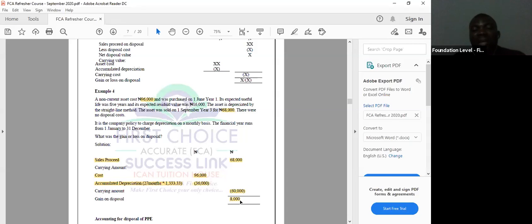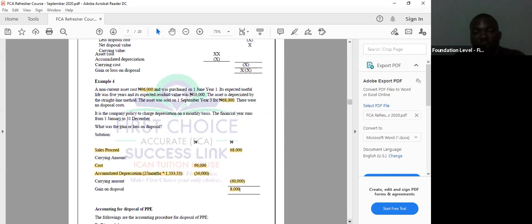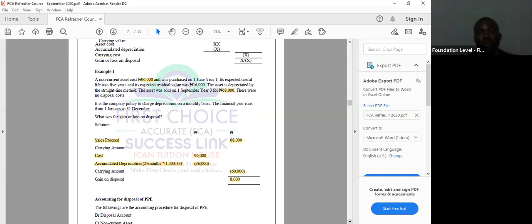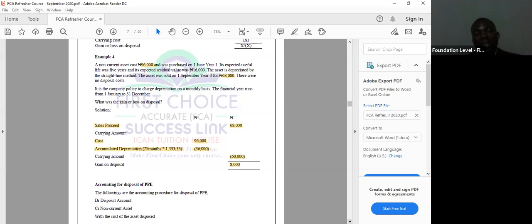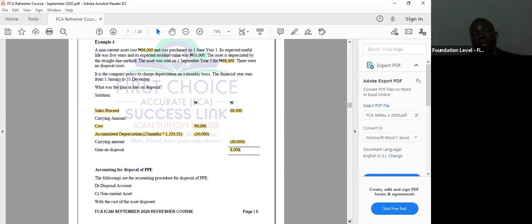So let's look at the accounting process for disposal of assets. This is the workings, and you are good to go. Then we now look at the accounting for disposal of assets. It is actually very straightforward. Firstly, you start with the cost of the asset. You have to write off the cost of the asset from the asset account. So you credit the asset account with the cost of the asset that you are disposing of.